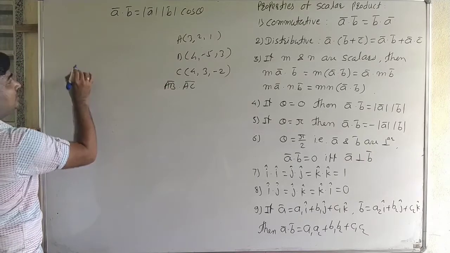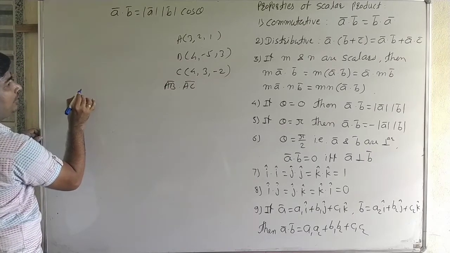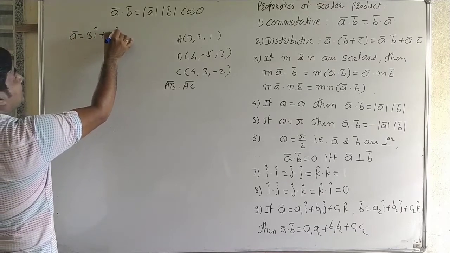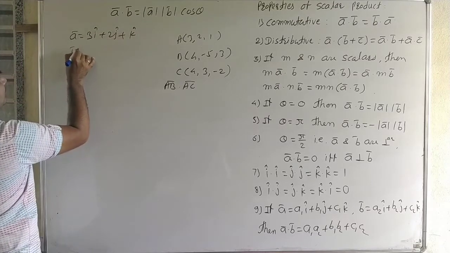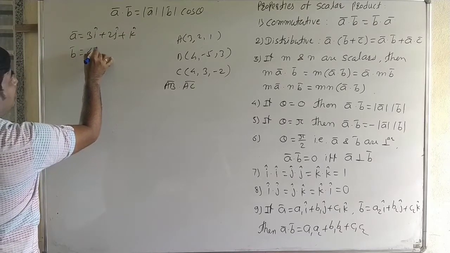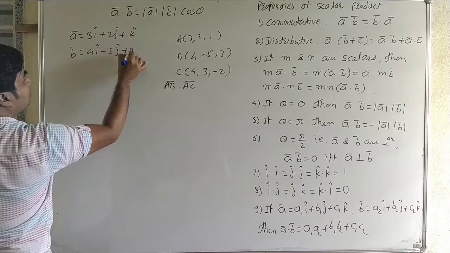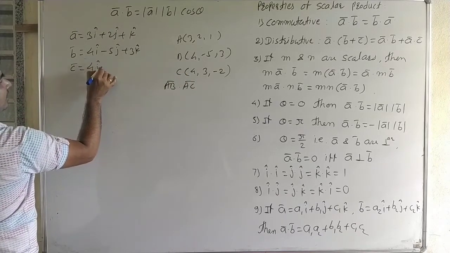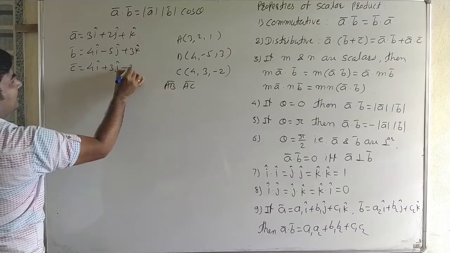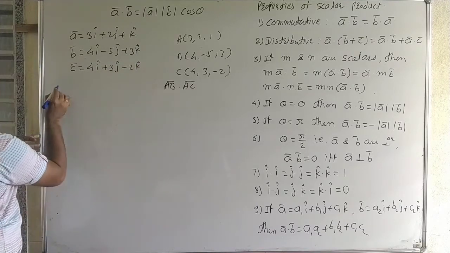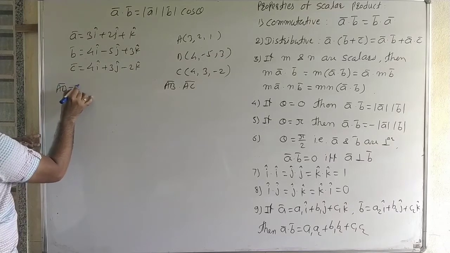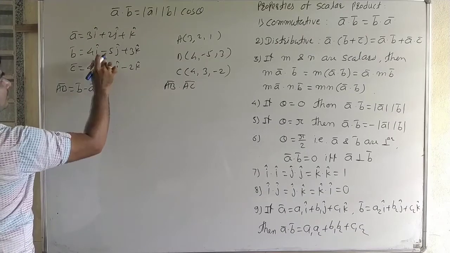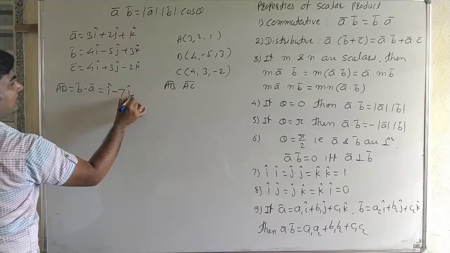Therefore A bar, B bar and C bar are the position vectors of points A, B and C. Therefore we can write A bar is equal to 3i cap plus 2j cap and plus k cap. B bar is 4i cap minus 5j cap and plus 3k cap. And C bar is 4i cap plus 3j cap minus 2k cap. We find vectors AB and AC. Therefore vector AB is B bar minus A bar, it is i cap minus 7j cap and plus 2k cap.